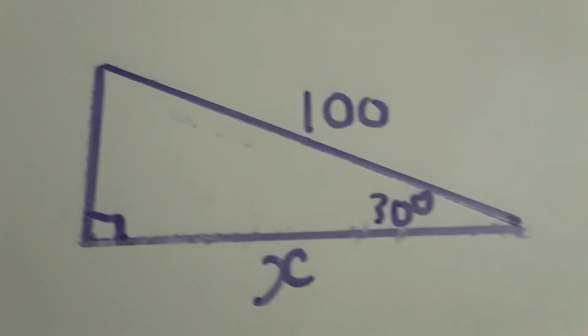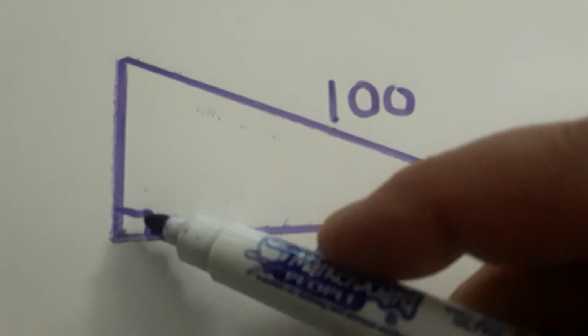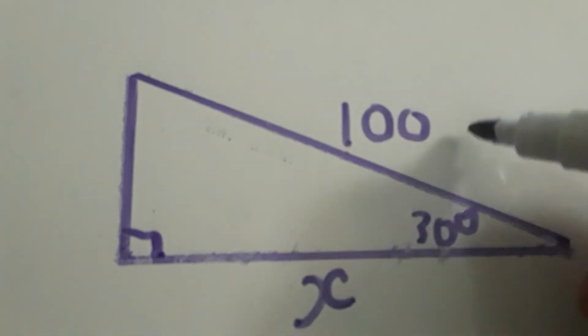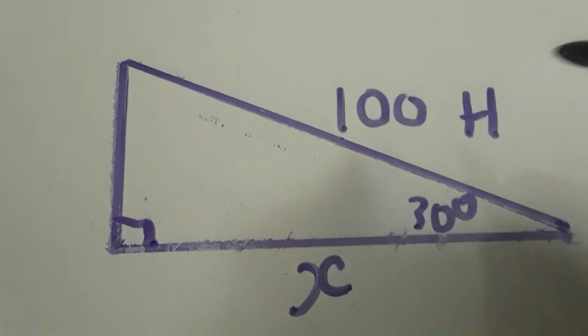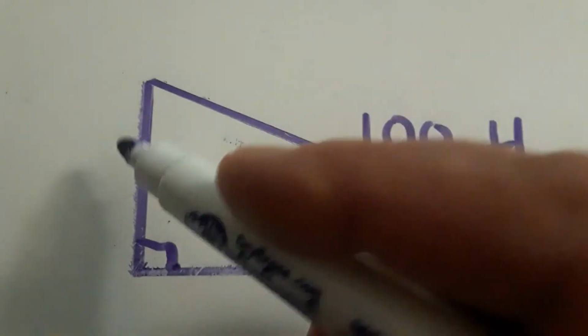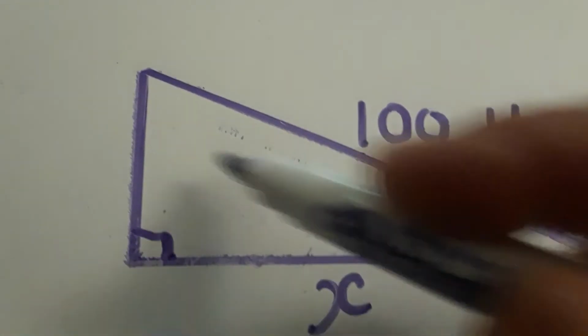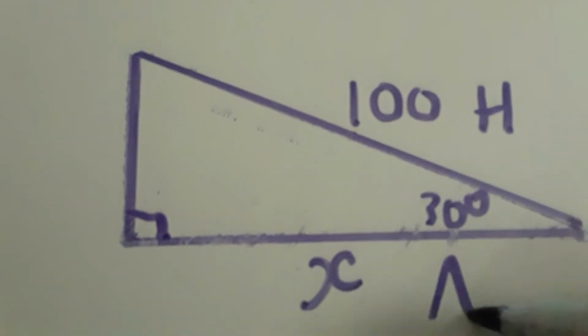So here, again, I label the hypotenuse. It's right across from the 90-degree angle. And I know that this is the opposite side over here because it's opposite the angle. So this must be the adjacent side.